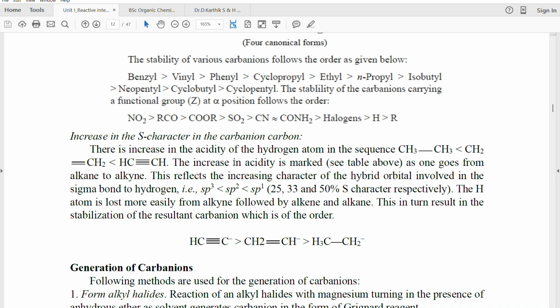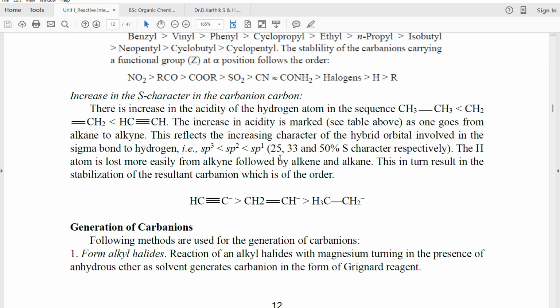And the fourth one is the increase in the s character in the carbanion. S character refers to the hybridization. There are three types of hybridization, right? sp3, sp2, and sp hybridization. Here I wrote sp1, but that is not sp1, that is sp hybridization. You can consider it as a ratio: sp3 means 4 orbitals, 1 s orbital and 3 p orbitals involved. So 25% of the s orbital and 75% of the p orbitals are involved in sp3 hybridization.